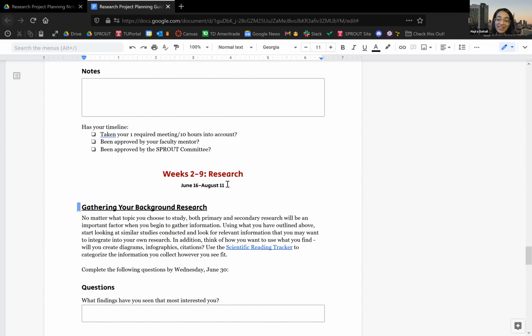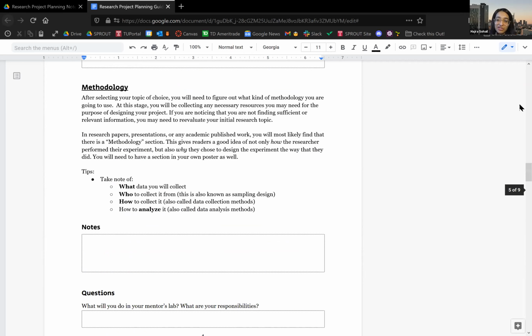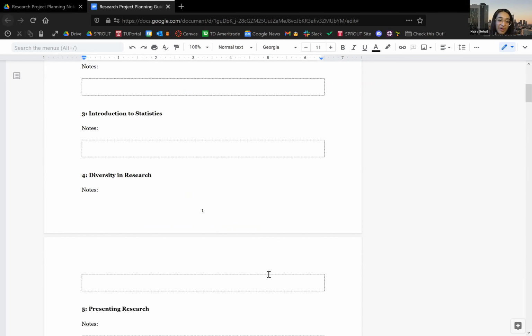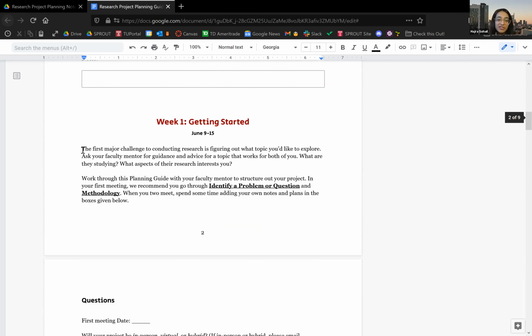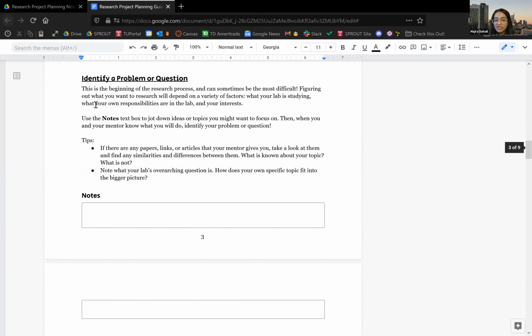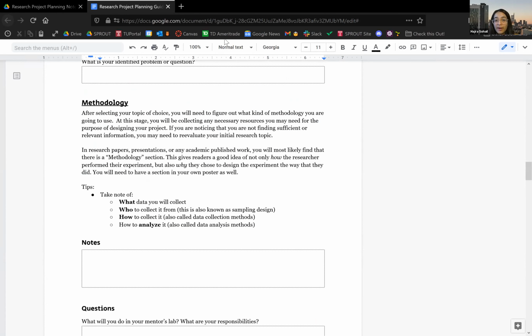Okay, I think I pretty much sped through this, but I made sure that the information is as clear as possible so that you can just read on your own time. But does anyone have any questions about this planning guide? If you don't have it yet, don't worry.